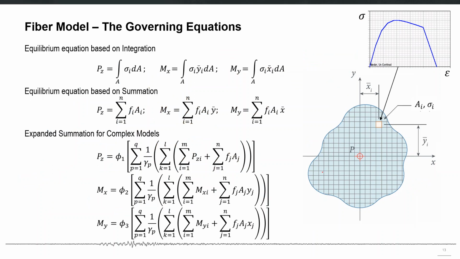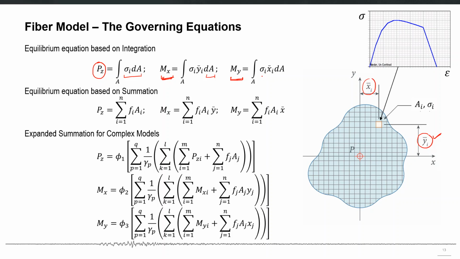So the fiber model's governing equations will be, in this case, that if you integrate all the stresses in all the fibers with respect to the area, you should get the total axial force. Similarly, if you sum all the moments of stresses over the area, you should get the moments in two directions, Mx and My. So for example, if you use the moment arm as yi here, you should get the moment about x-axis, this one. And if you use the moment arm as the xi, you should get the moment about y-axis.